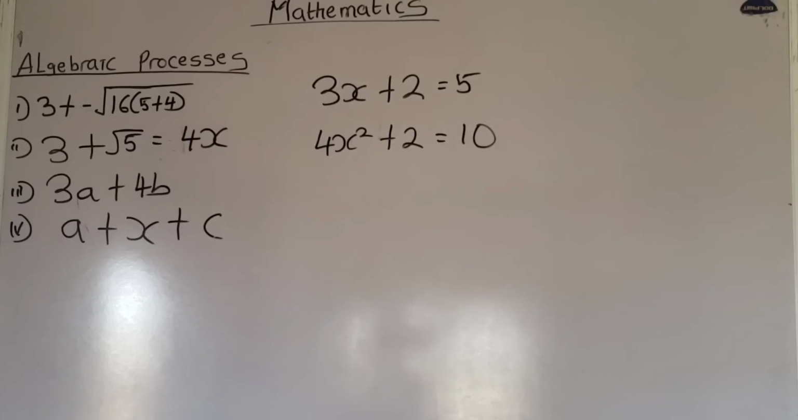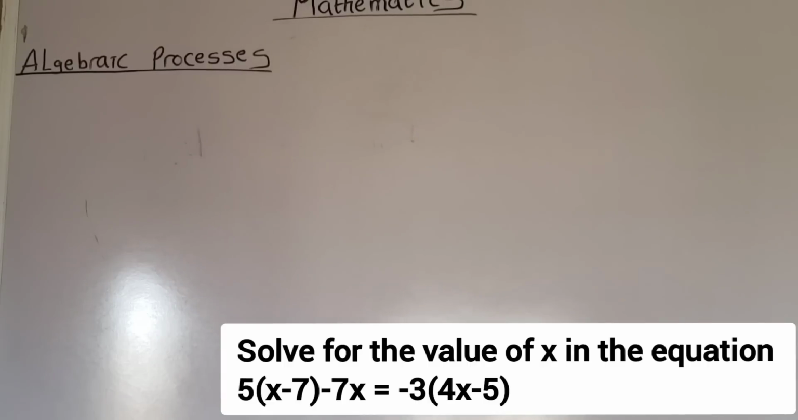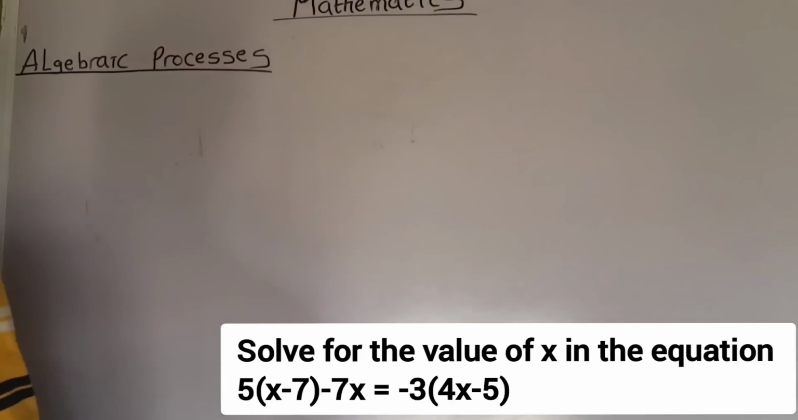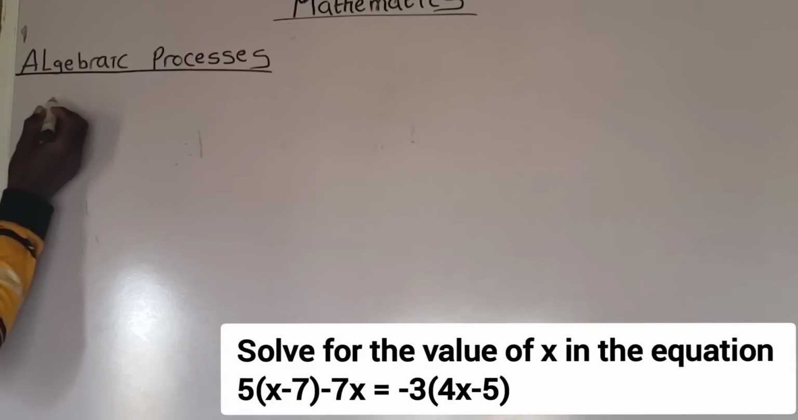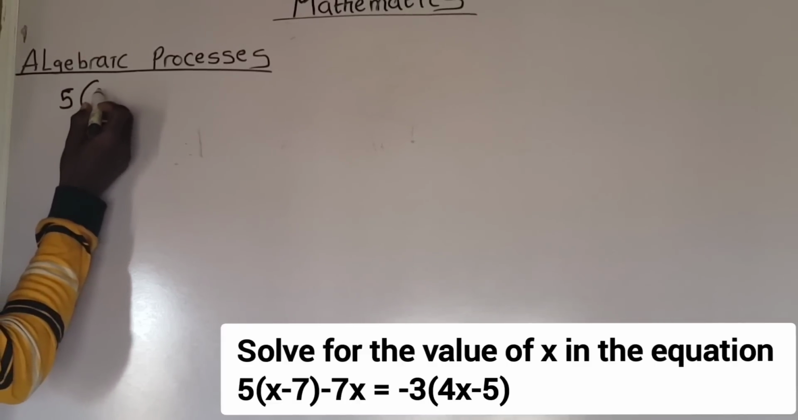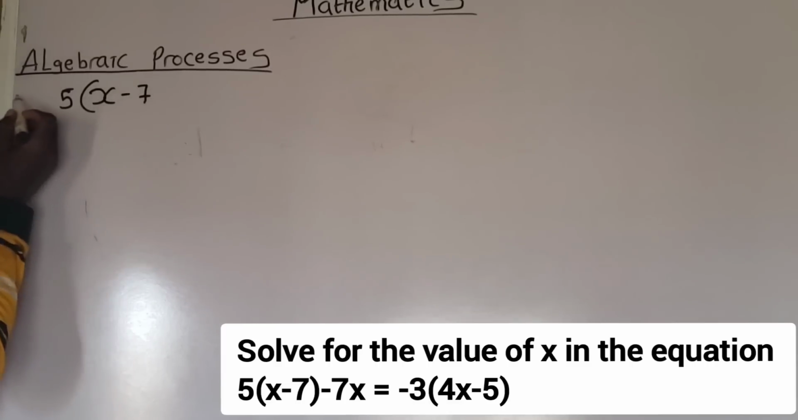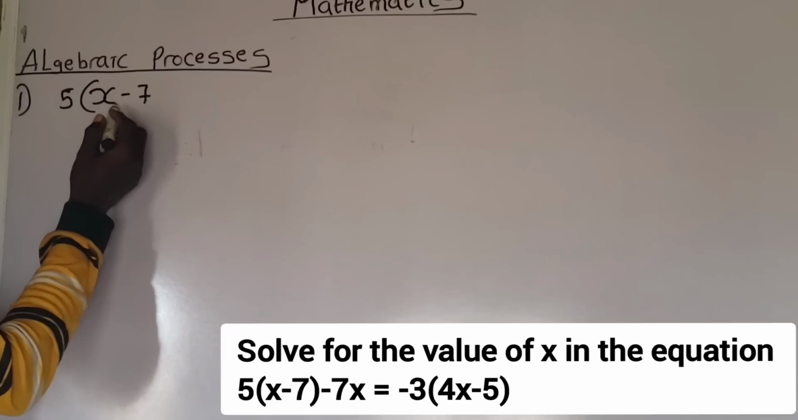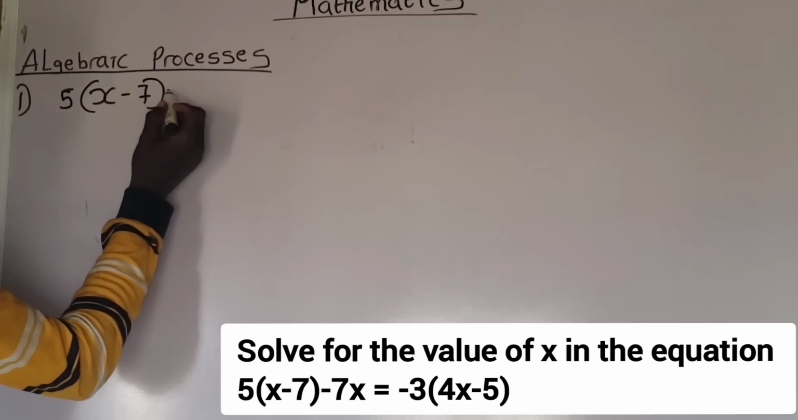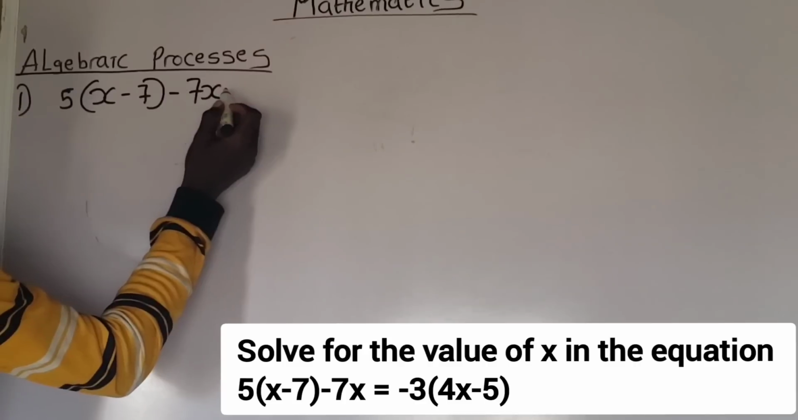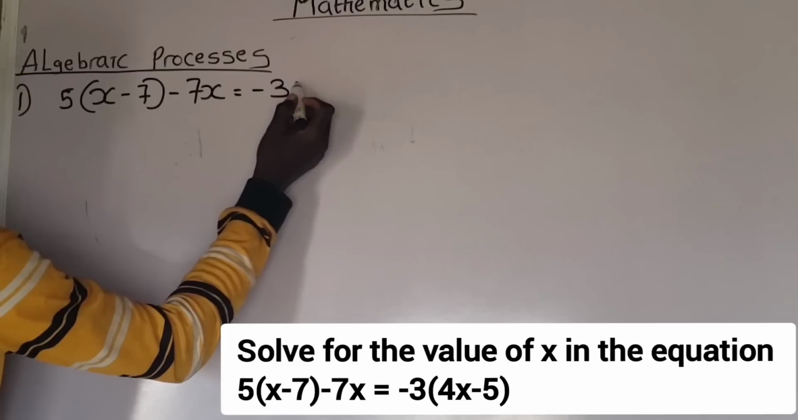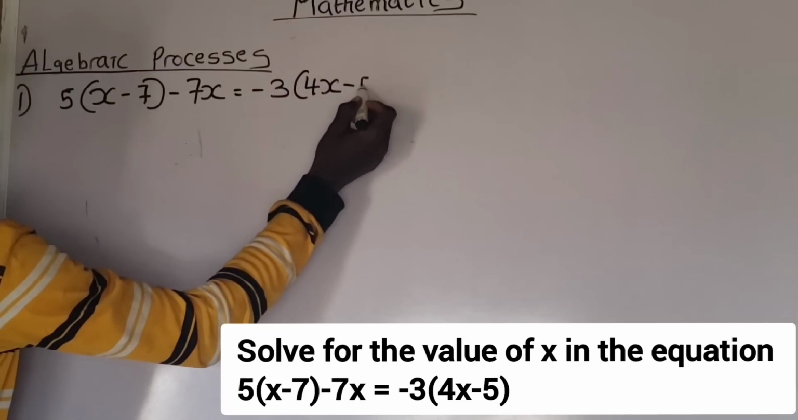Okay, so let's delve into worked examples. We want to look at how to solve simple linear equation. Let's consider the first question. Solve for x in the equation 5(x minus 7) minus 7x equals negative 3(4x minus 5). Okay, we are asked to find the value of x. Let me call this question 1. 5(x minus 7) minus 7x, please pay attention, equals negative 3(4x minus 5).